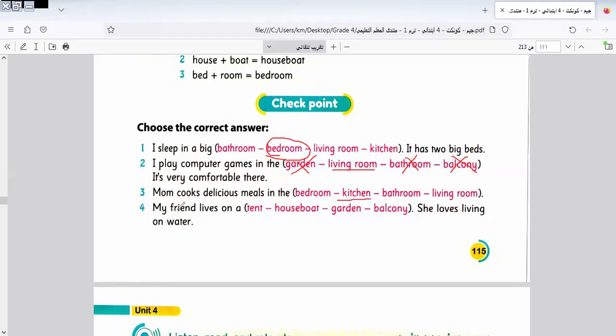You are clever pupils. My friend lives in a space. She loves living on water. So here, water means something related to water. Which is something related to what? Houseboat. You are clever pupils. Let's go to another item here in this part.